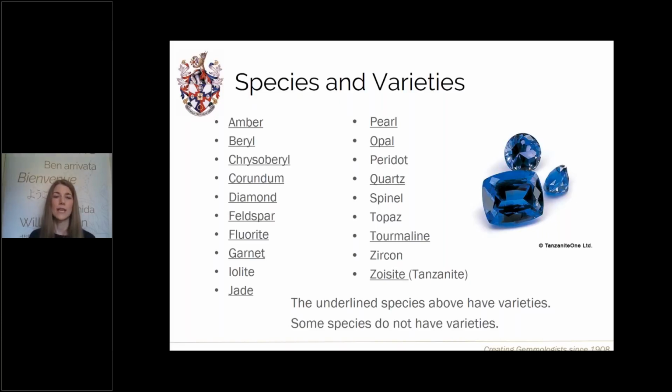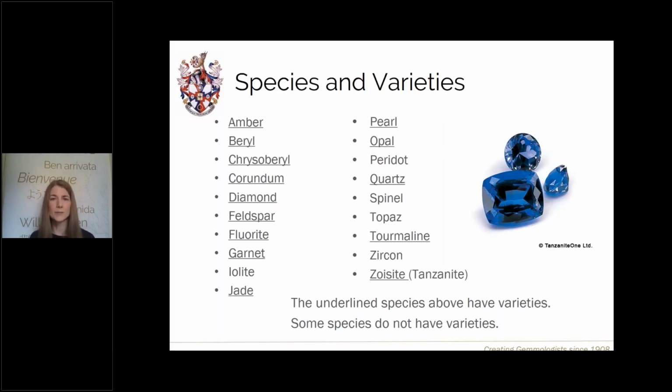Whereas the other ones, like beryl and garnet and corundum and quartz, the ones that we're studying today, are underlined, and therefore they have varieties. So a variety is just recognized as an individual component of the species. Whether that has to do with color or chemical composition or a combination of the two, that's how we're distinguishing these varieties within the species.